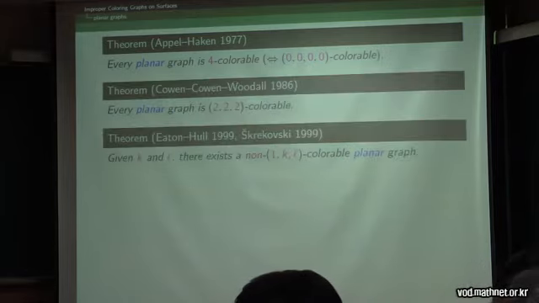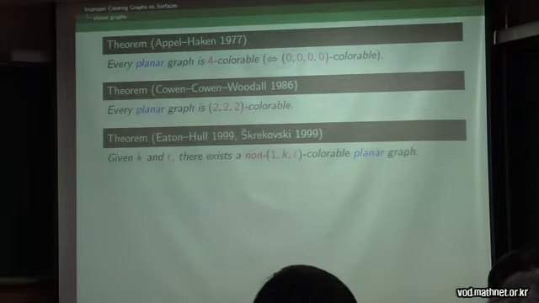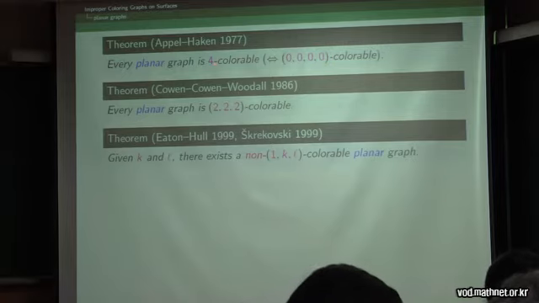And Cowen, Cowen, and Woodall proved that every planar graph is (2,2,2)-colorable. Right? So instead of partitioning it into 4 parts, they were able to partition it into 3 parts where each part has a maximum degree of at most 2. So each part is a subgraph of a cycle. So it's cycles or paths.